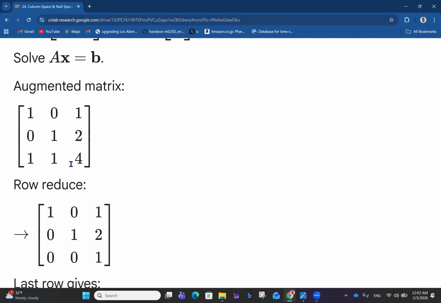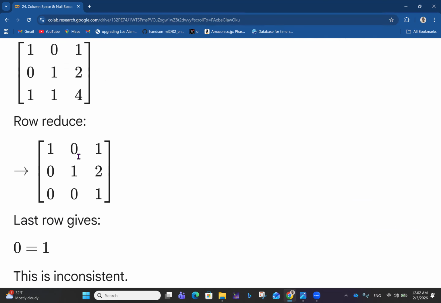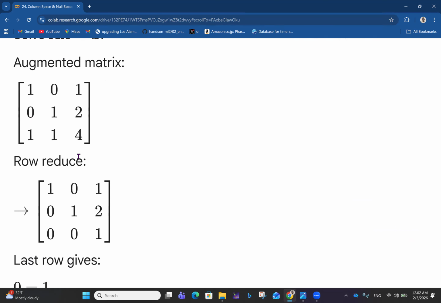Okay. I guess I have to do my own row reduction. I don't really get what happened right here. Okay, 1 minus 1 is 0, 1 minus 0 is 1, then 4 minus 1 is 3. So at the end of the day, 0 is equal to 1. So let me do that.